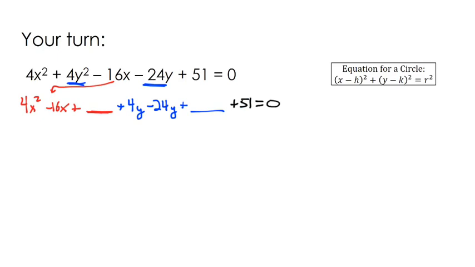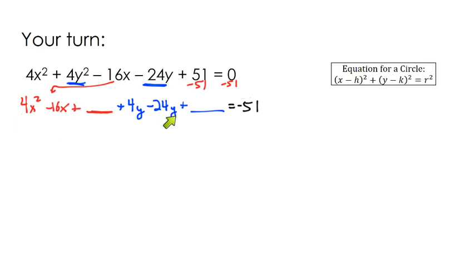But for this problem, I think that 51 is kind of getting in the way. We don't have the already completed perfect square right here. So what I'd like to do is kick that 51 over to the other side of the equation by subtracting it from each side. I didn't really show it, but I'm subtracting 51 here and subtracting 51 here.